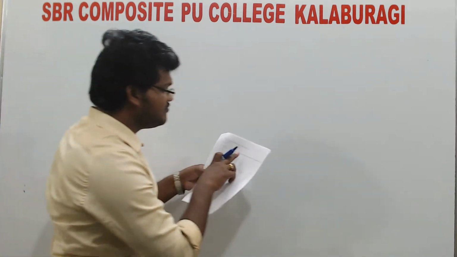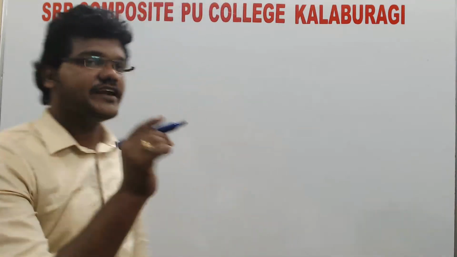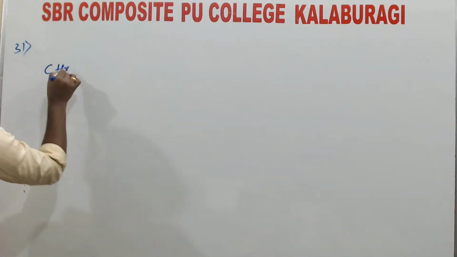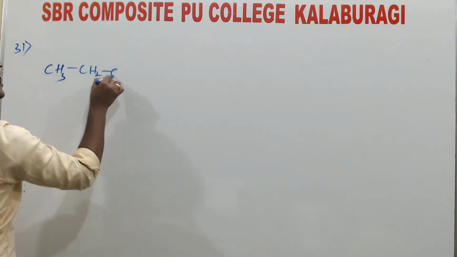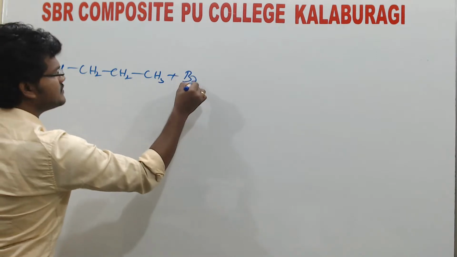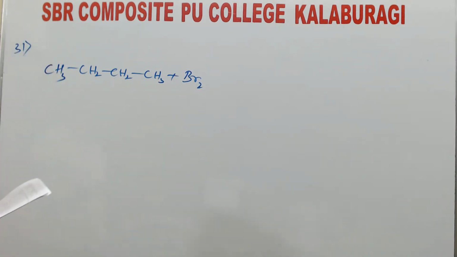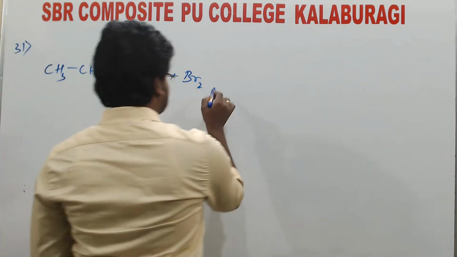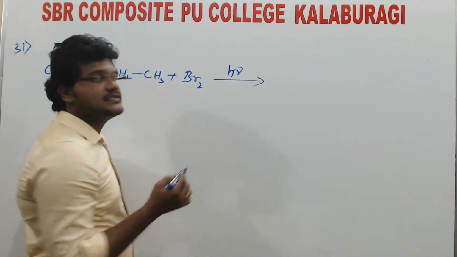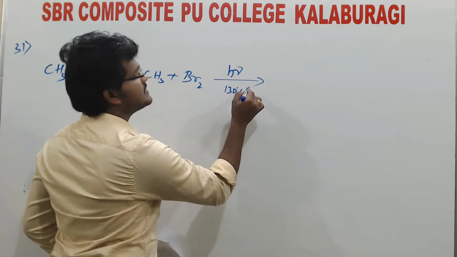See, I'm having n-butane. N-butane is treated with bromine in presence of light. Question 31. N-butane is CH3, CH2, CH2, CH3. This is treated with Br2, bromine, in presence of light at 130 degrees Celsius. Hnu is nothing but light.